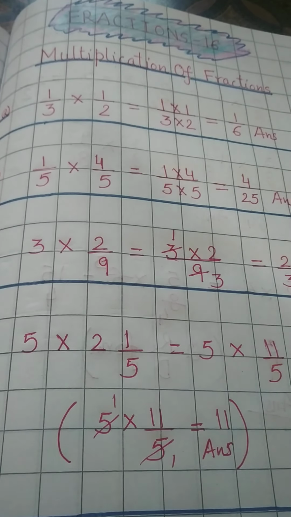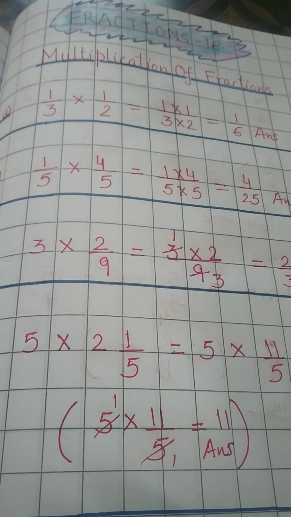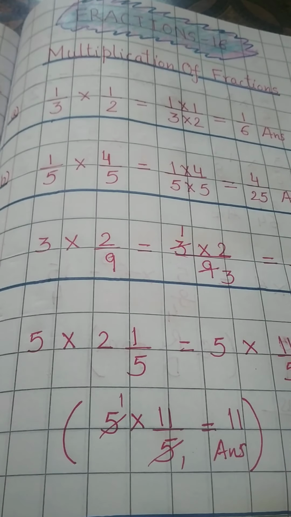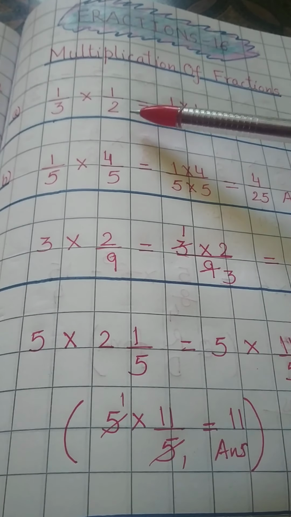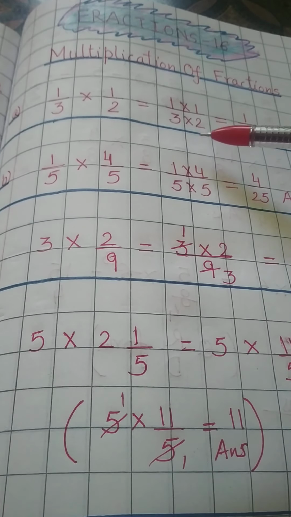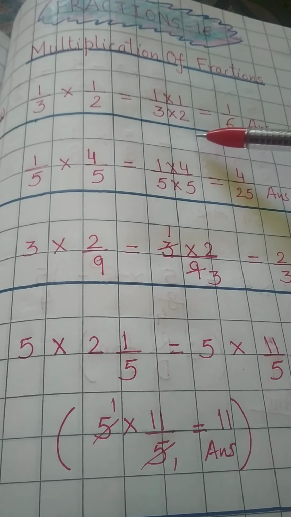See, as we have done in addition of fractions and subtraction of fractions, we have to take the LCM, but in multiplication there is no need to take the LCM, and no need to make the denominators equal. So see, the question is 1 upon 3 into 1 upon 2. You have to only multiply numerator with numerator and denominator with denominator. So here we simply write 1 into 1 and 3 into 2. The answer will be 1 upon 6.